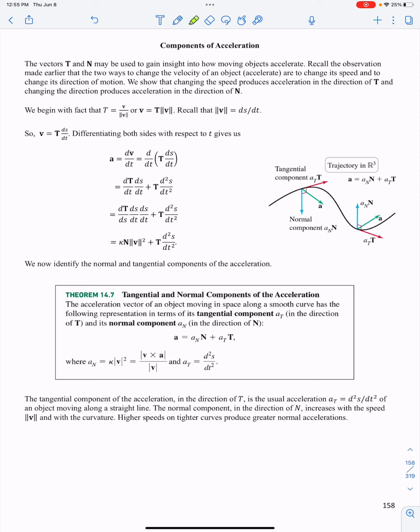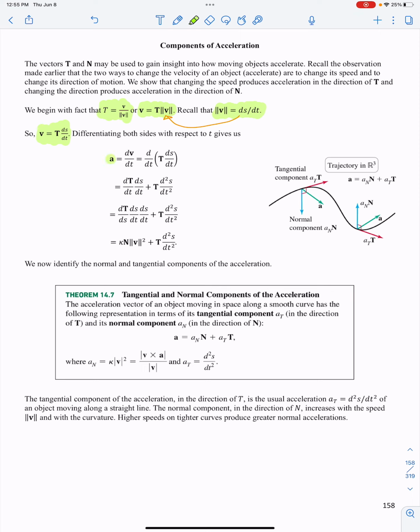We'll begin again with this fact, which means we can go ahead and solve for v. Also recall that the magnitude of v is also the change of arc length over time. So if we take that equation that we have there, all we're doing is replacing this with that v. So we replaced it there. And then we're going to take the derivative. So if I take the derivative of velocity, I get acceleration.